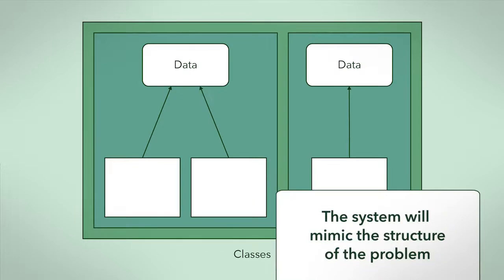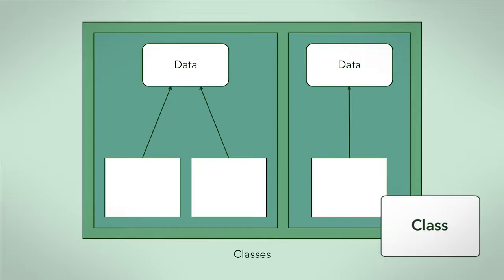The advantage of this is that the system will mimic the structure of the problem, meaning that any object-oriented program is capable of representing real-world objects or ideas with more fidelity. Class files replace the standard files in C and Modula 2. Each class defines a type, with associated data and functions. These functions are also known as methods.